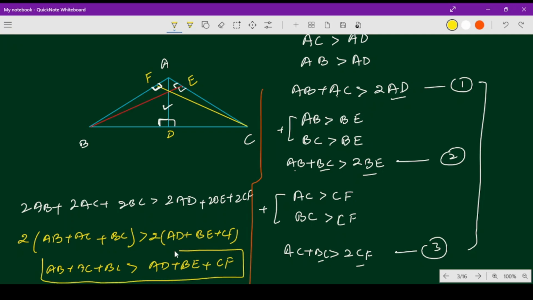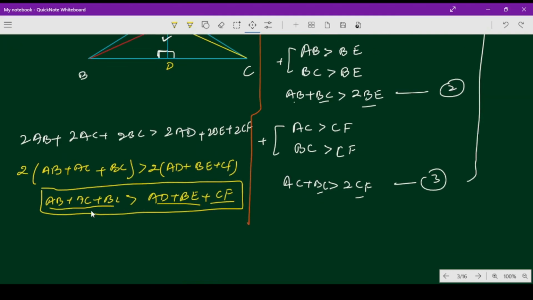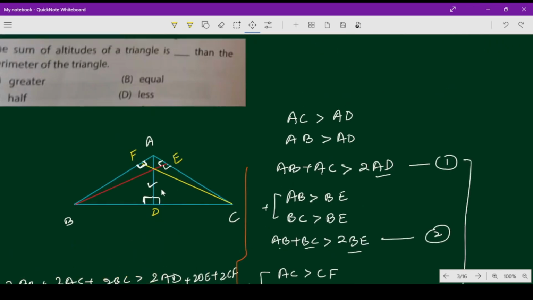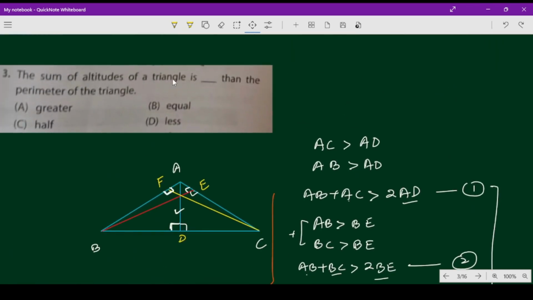This means these are the sum of altitudes and these are the sum of the sides, and this is the perimeter. So now we are getting that the perimeter is bigger than the sum of altitudes, or we can say that the sum of the altitudes of a triangle is less than the perimeter of the triangle. So this is given in the option where the sum of altitudes of a triangle is less than the perimeter of the triangle. So option number C is correct.